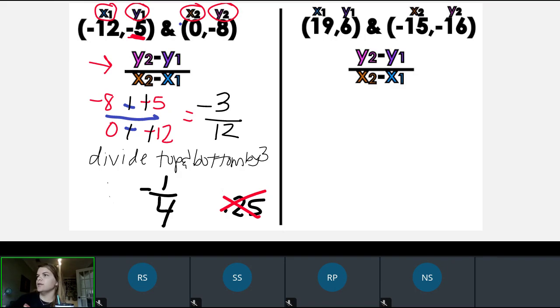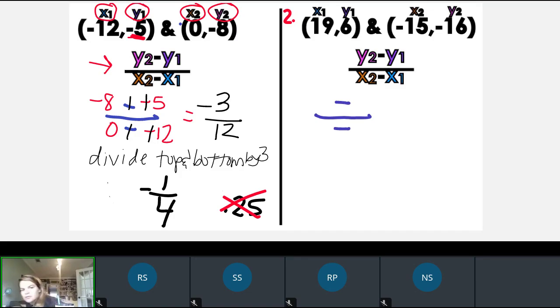All right, so let's go ahead and try this one. First things first, label your X1, label your Y1, label X2, label Y2, and then come down here, draw your division sign, draw your subtraction signs. I'm going to pause for a second so you can do that on your own paper.